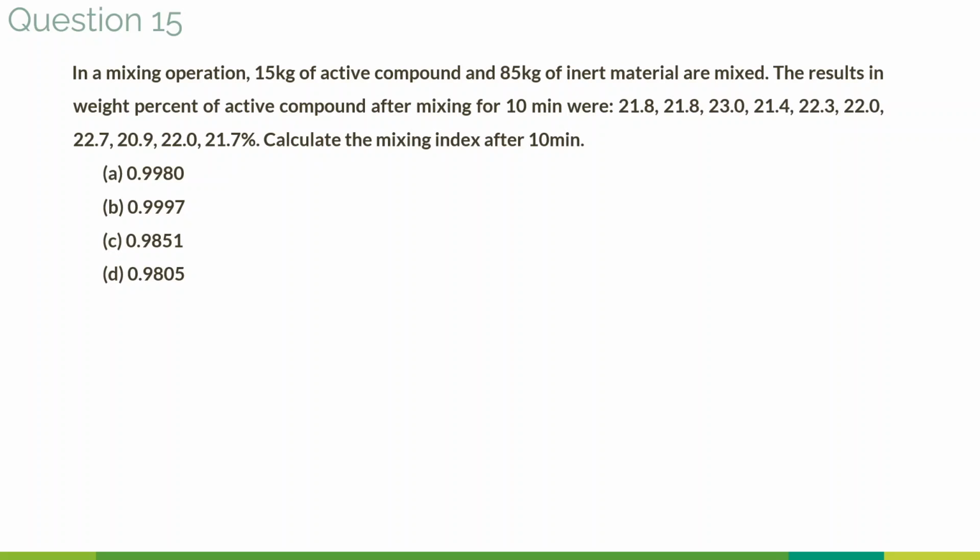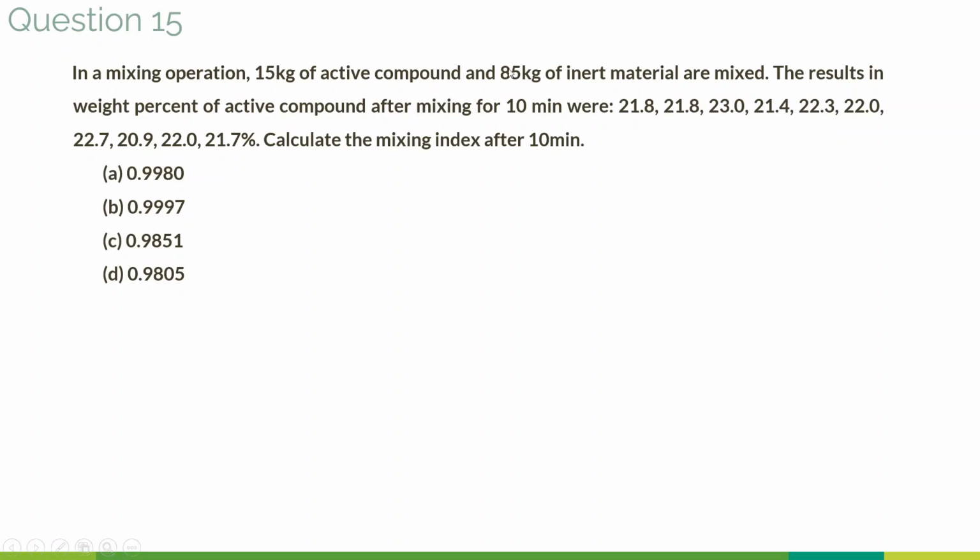So here you do not have the mixing constant and all. So you cannot use the rate of mixing formula here. Instead, we'll use the variance formula for the mixing index. First, what is happening here is that you have 15 kgs of active compound mixed with 85 kgs of inert material, and you're trying to track this active compound and see how well it is mixed.